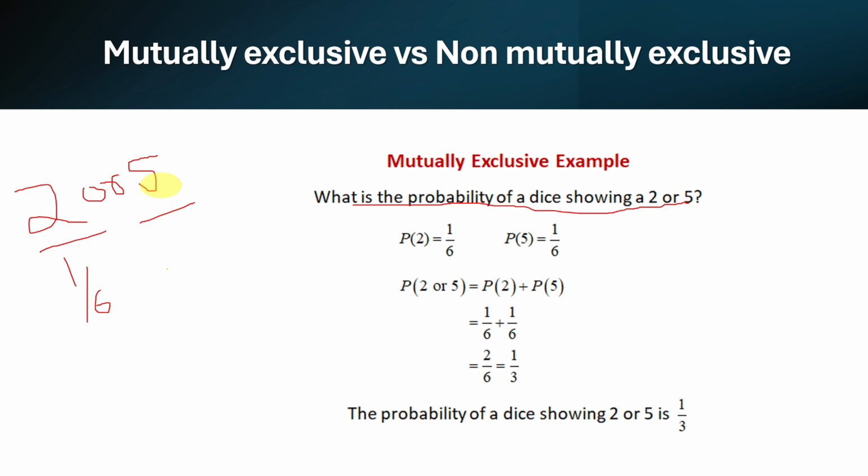The same goes for the probability of 5. How many times can I get 5? In one dice, only one time. If I divide this by 6, I get the probability of 5 as 1 over 6. Now, how do we put that into a formula? The formula will be probability of 2 or 5 equals probability of 2 plus probability of 5, 1 over 6 plus 1 over 6, 2 over 6, equals 1 over 3. This is the answer for this question. You can get these kinds of questions in your MCQs as well, so prepare well. The probability of a dice showing 2 or 5 is 1 over 3.